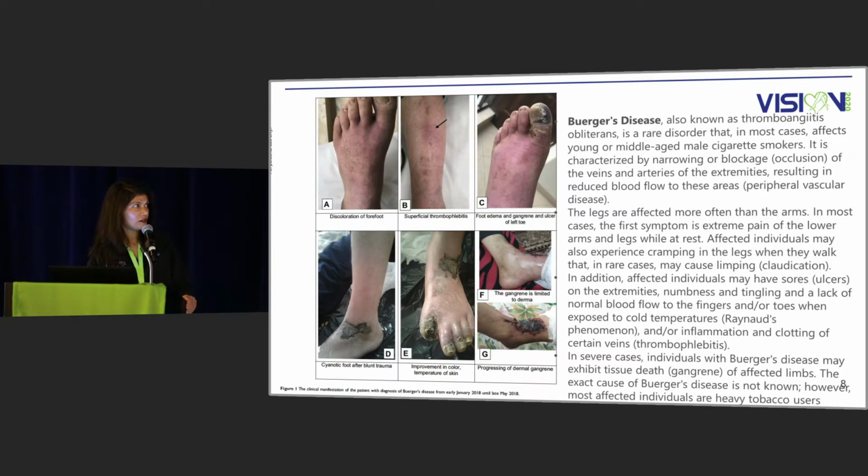So in the vascular, here is Buerger's disease, also known as thromboangiitis obliterans, a rare disorder that affects mostly young to middle-aged male cigarette smokers, characterized by narrowing, blockage or occlusion of the veins and the arteries of the extremities, mostly the lower extremities. The first symptoms are usually pain, rest pain, claudication. It can also be associated with Raynaud's phenomenon, and severe cases lead to tissue death and limb loss.